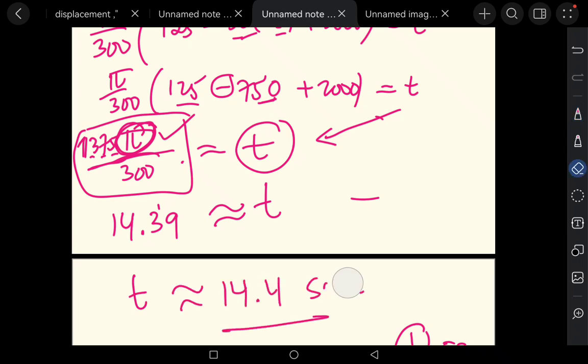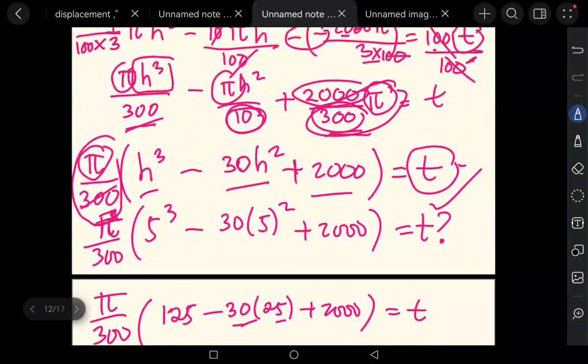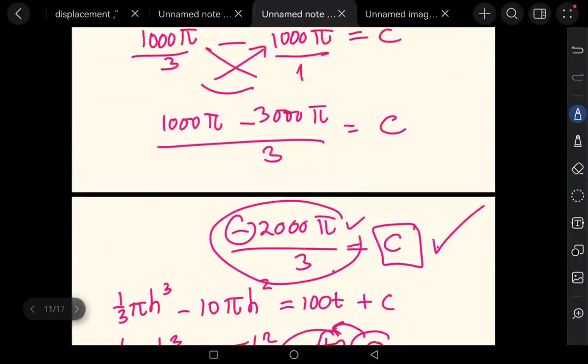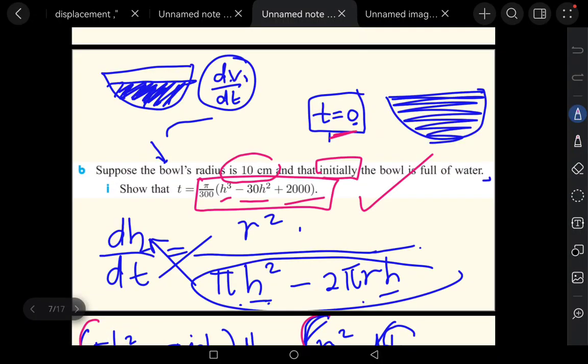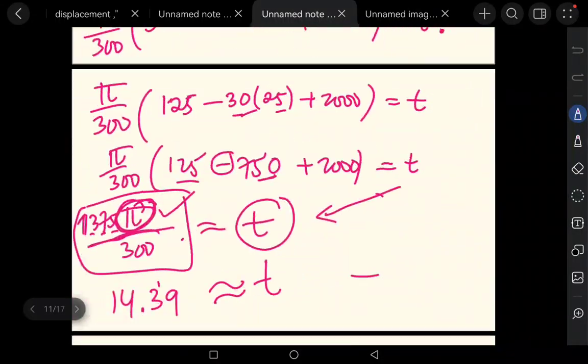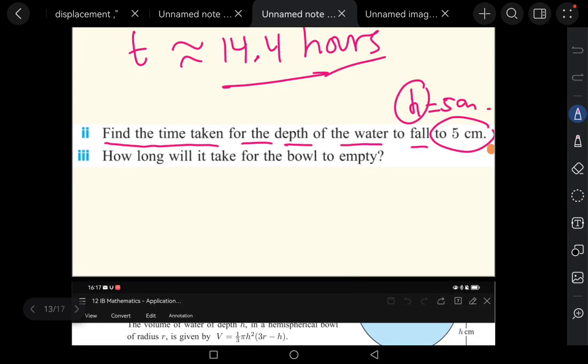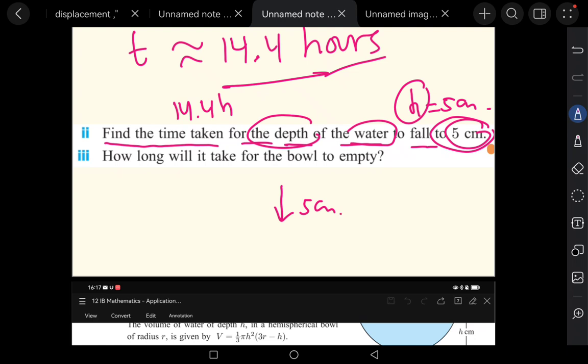Not seconds, hours. The question said hours, as I know. So the time taken is 14.4 hours for the depth of the water to fall 5 centimeters. So to fall 5 centimeters the depth, it's taking 14.4 hours. Okay, let's go to part 3.